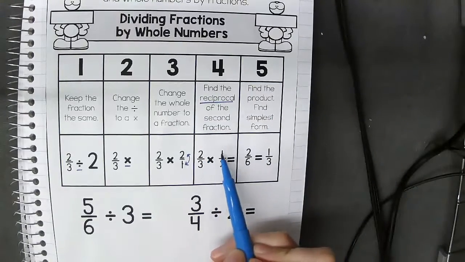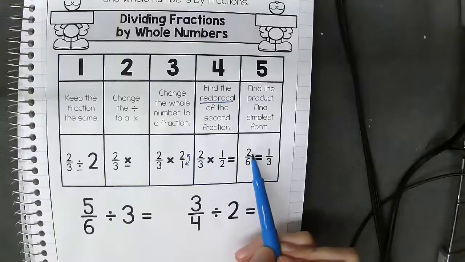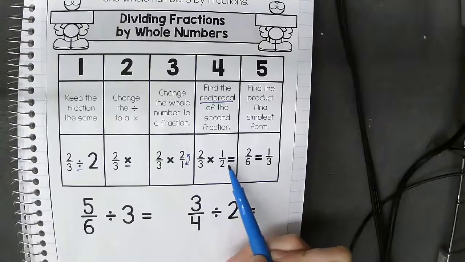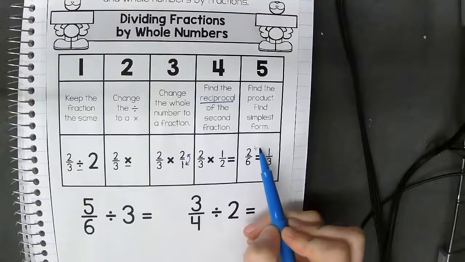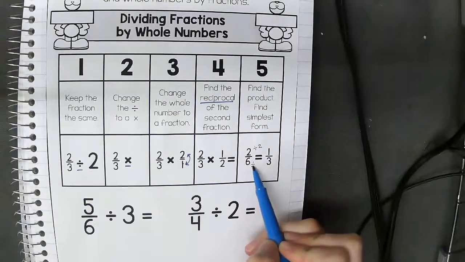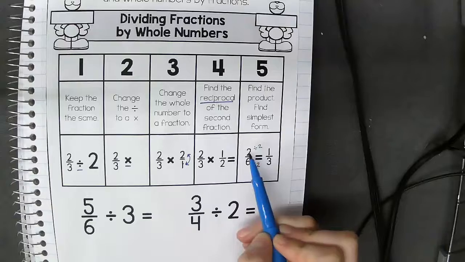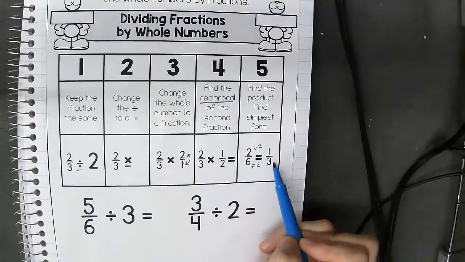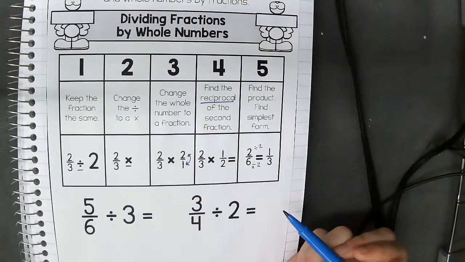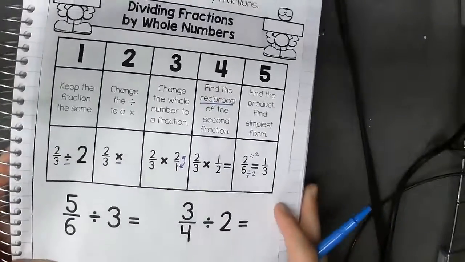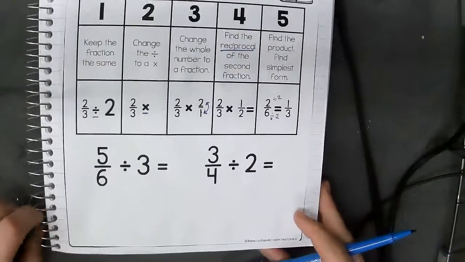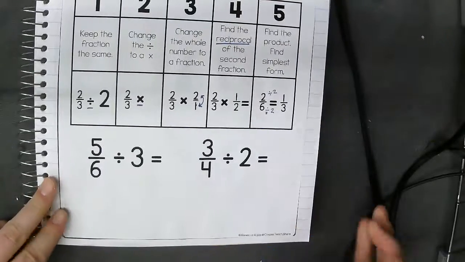So again, they just multiply across. 2 times 1 equals 2. 3 times 2 equals 6. 2 and 6 both have a 2 that can be taken out. 2 divided by 2 is 1. 6 divided by 2 is 3. Okay. Now, if that sounds a little confusing, that's okay. We will keep practicing. But let's go ahead and look at these problems and work it out.